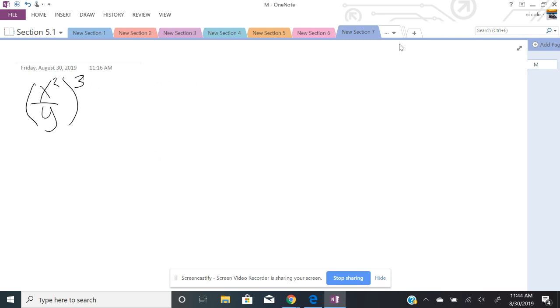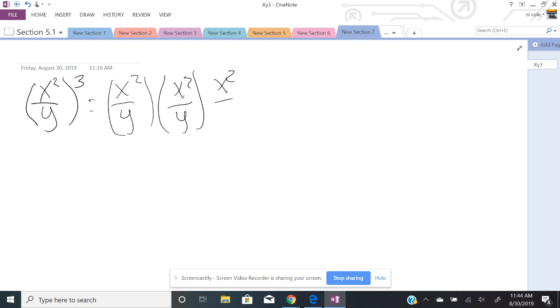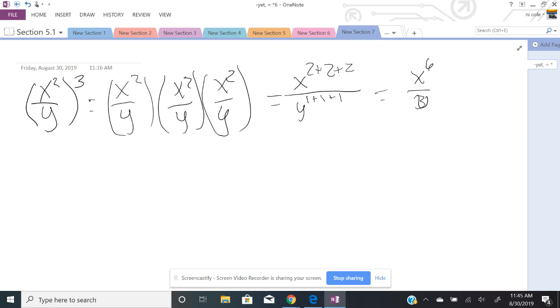Next example. What about this? Well, note that would be like x squared over y, x squared over y, and x squared over y, 3 times. And if I sum those up, that would give me x to the 2 plus 2 plus 2 all over y to the 1 plus 1 plus 1, with a final answer of x to the 6th over y to the 3rd.